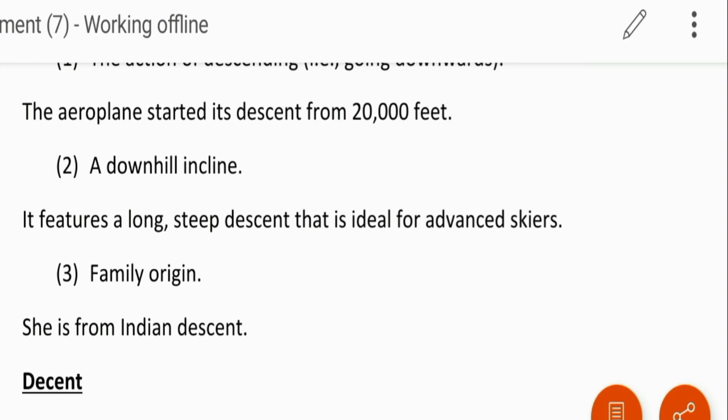So these were the three words that most of the times get readers and writers confused. So they are solved.